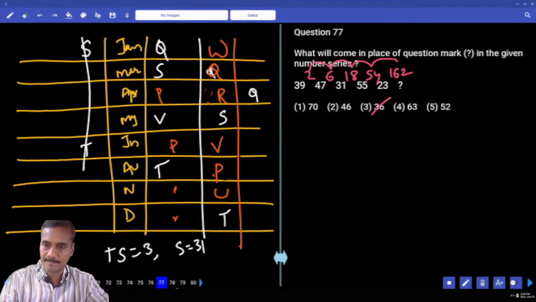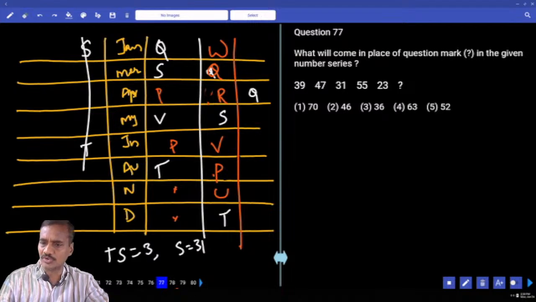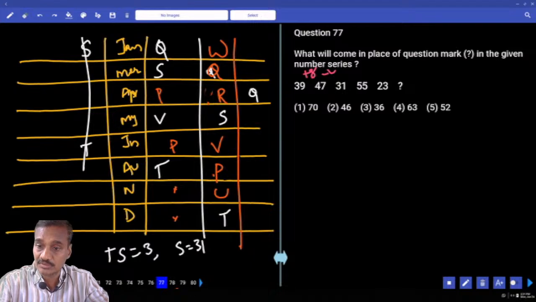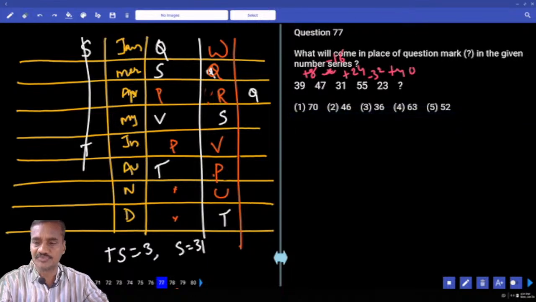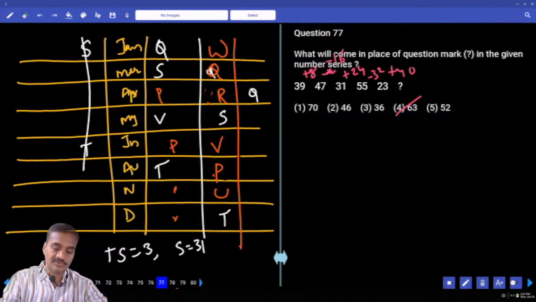And next one, 77. Now 39, 47. Again, you can go for alternate, or the difference between 39 and 47 is 8, plus 8. Next one is minus 4. Minus 4, 47 minus 16. Next one, plus how much? Plus 20, 24. 8, 16, 24, 32. Next one is plus 40. 23 plus 40 is 63. Make it choice 4. 77, choice 4.